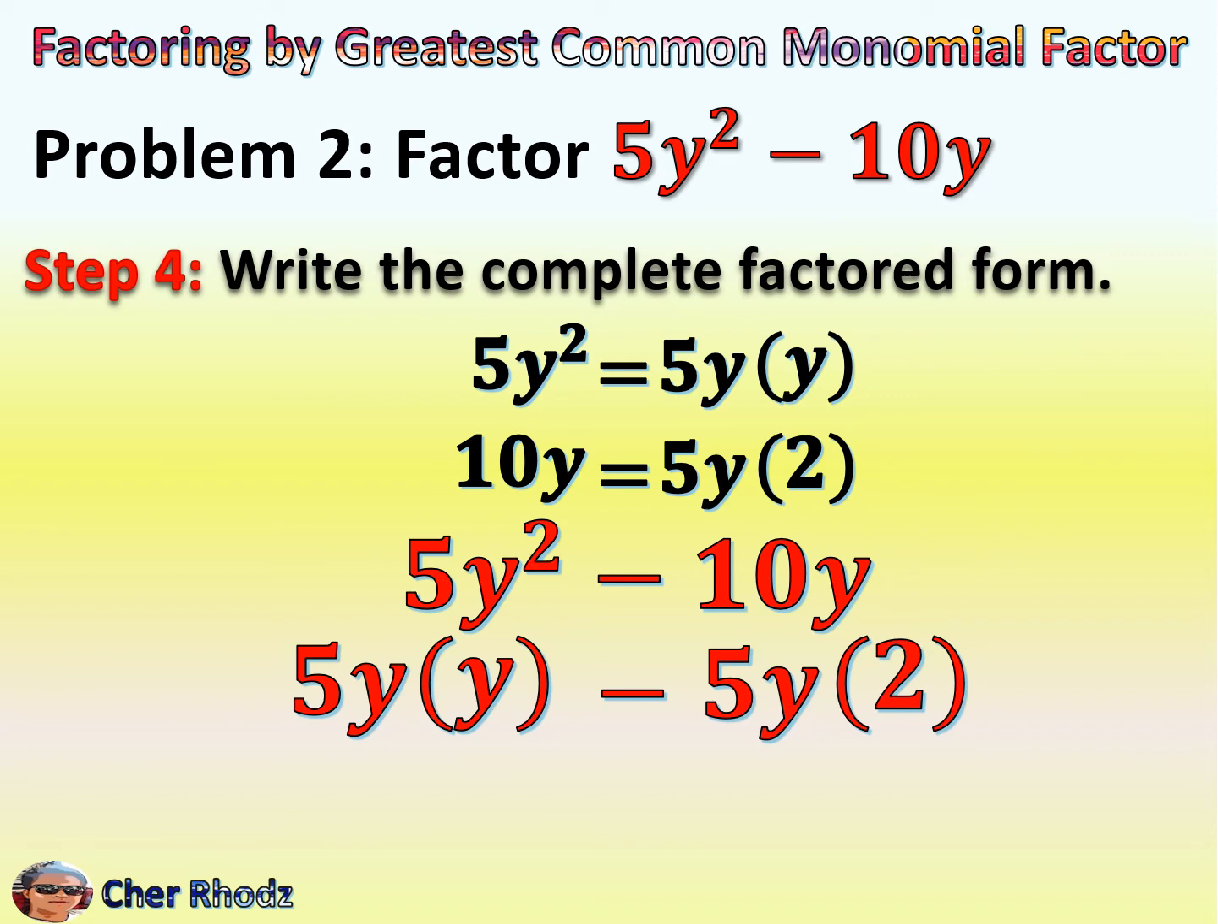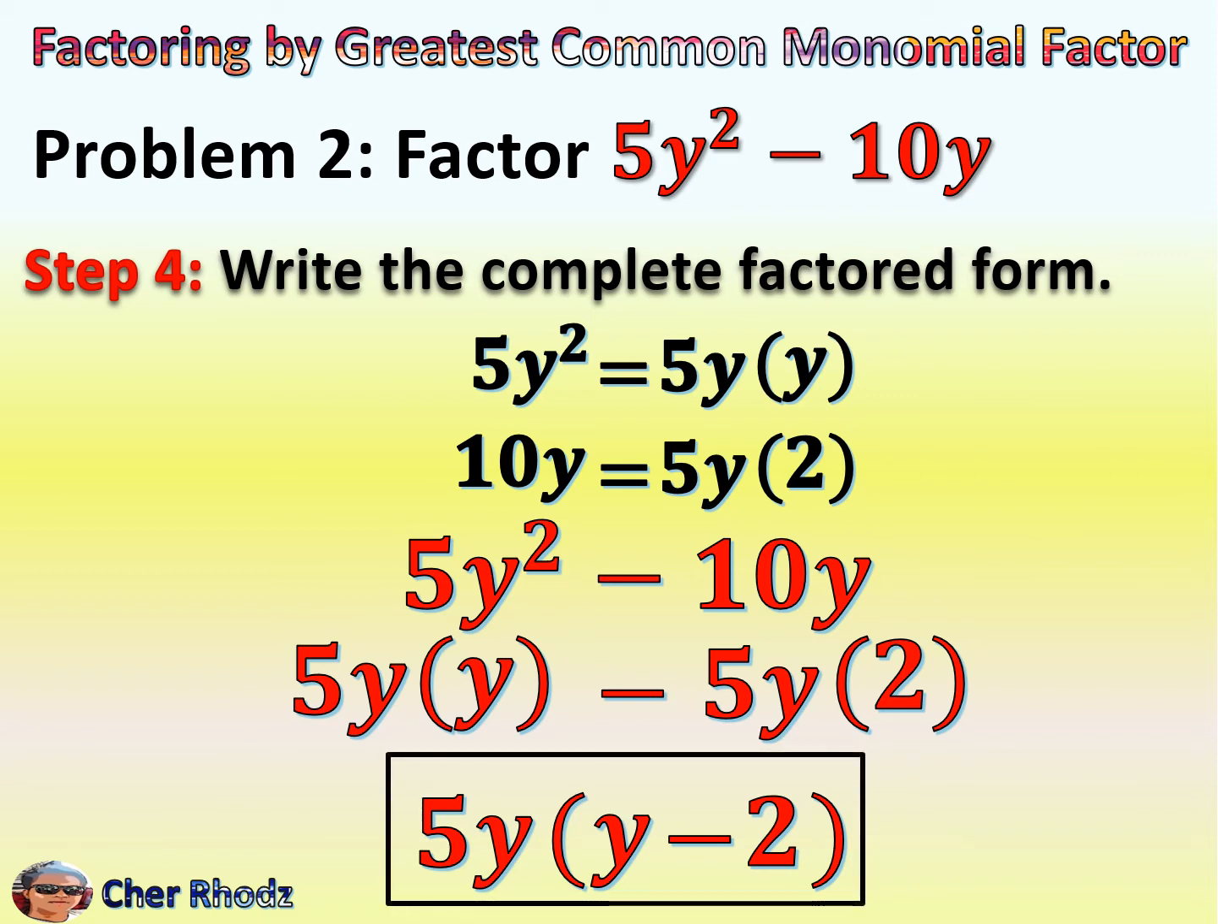As you have noticed, these terms now have a common factor, which is 5y. Let's copy it and write the remaining expression inside the parentheses. The remaining expression in the first term is y, copy the operation minus, and the remaining expression on the second term is 2. Let's copy it. Therefore, the complete factored form of 5y squared less 10y is 5y times the quantity of y minus 2.